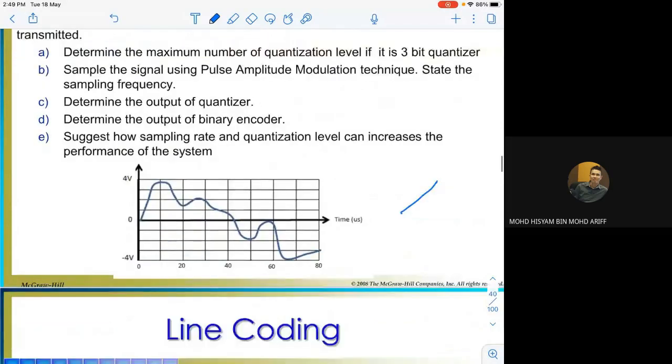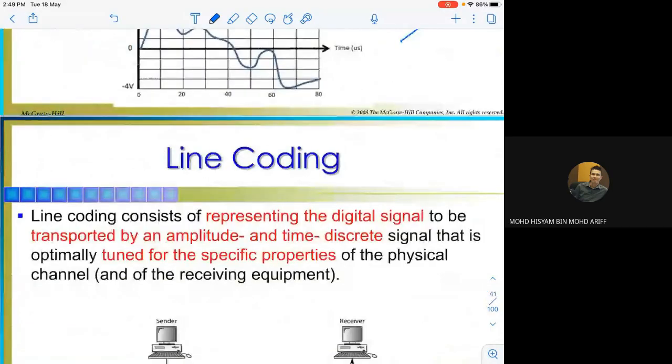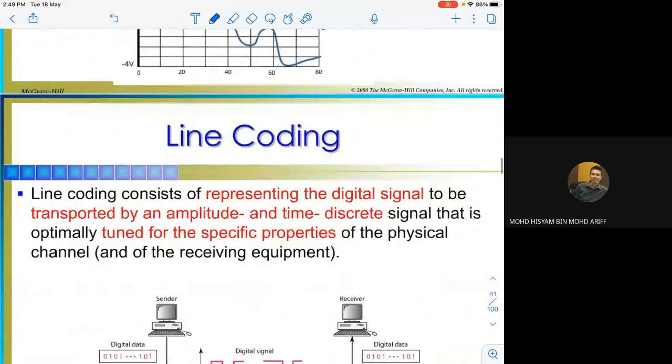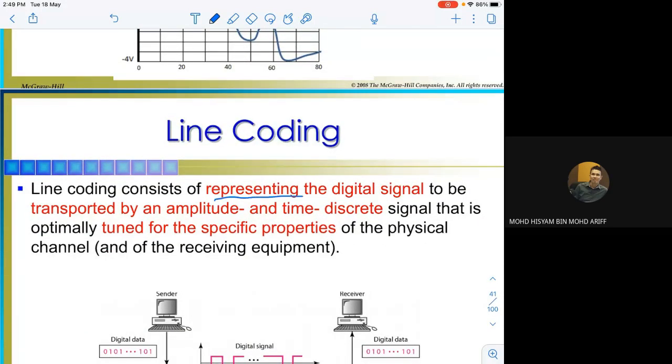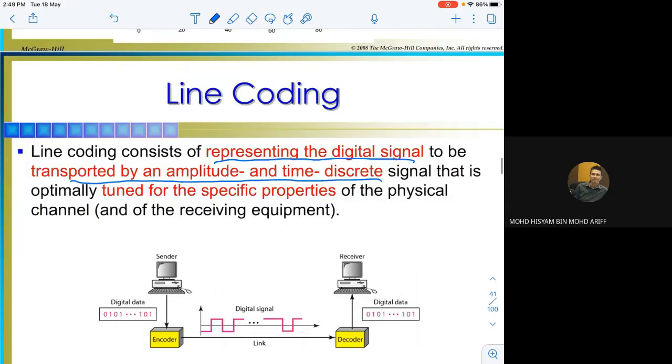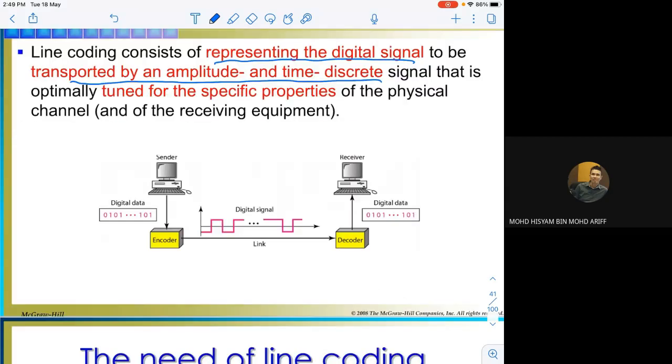Okay, now we go to line coding. What is line coding? Line coding consists of representing the data signal to be transmitted by an amplitude and time discrete signal. Last time you got the digital data, right? Digital data, this one from PCM. Now, what is line coding?